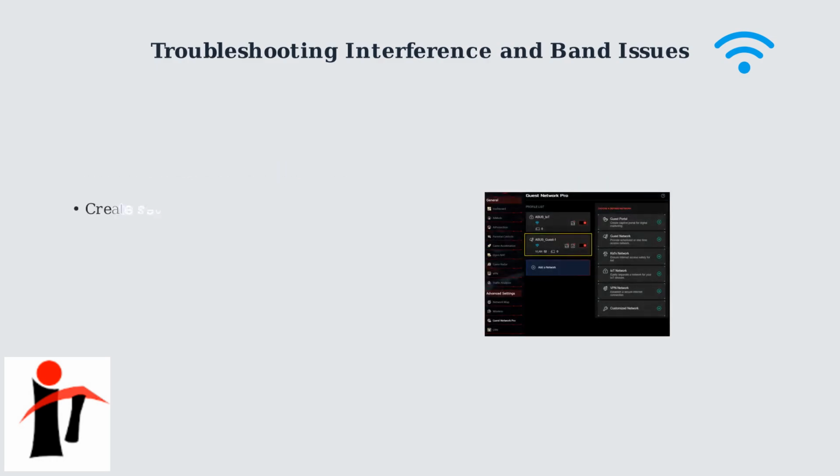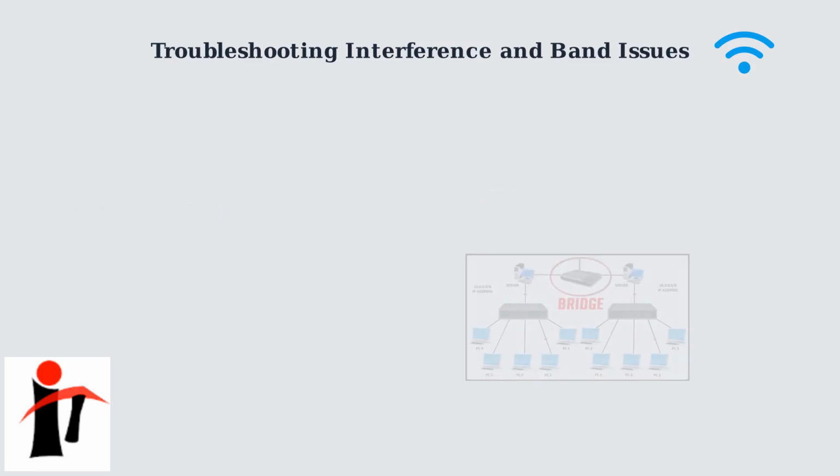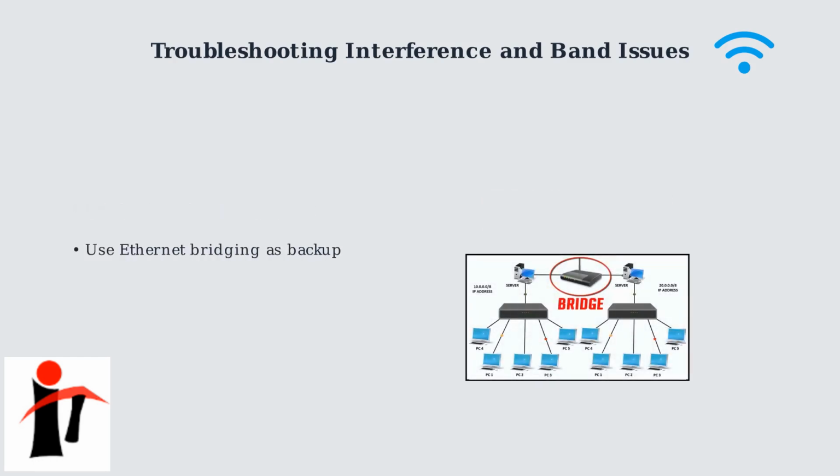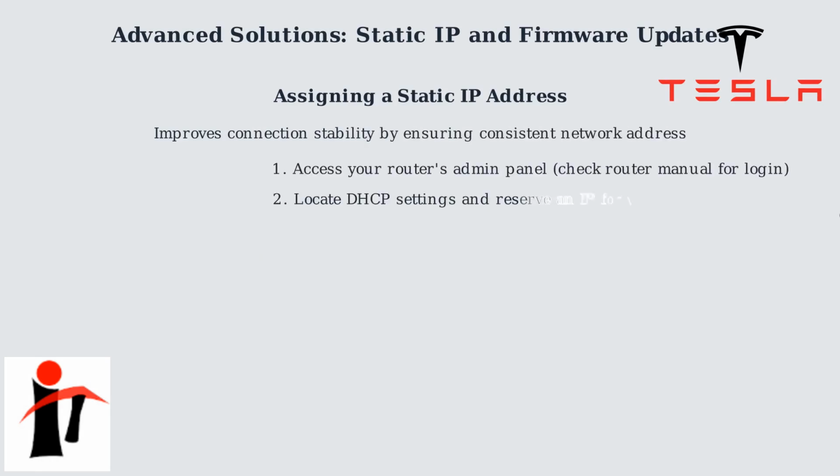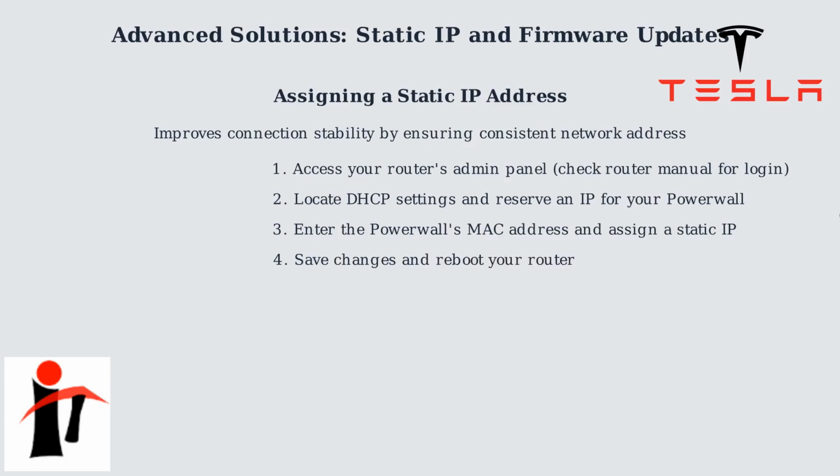Alternatively, create a separate guest network for your Powerwall to isolate it from other devices. This prevents interference and improves stability. Some users have found success using Ethernet bridging as a backup connection method. This provides a wired alternative when Wi-Fi proves unreliable. Assigning a static IP address to your Powerwall can improve connection stability. Consult your router's manual for instructions on how to set a static IP.